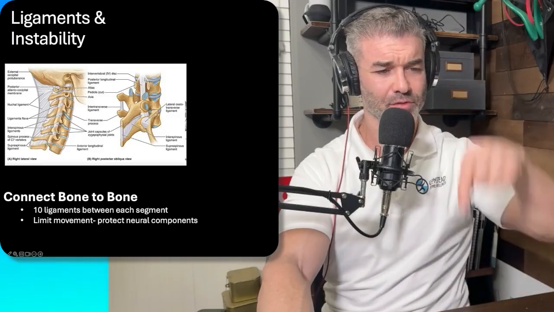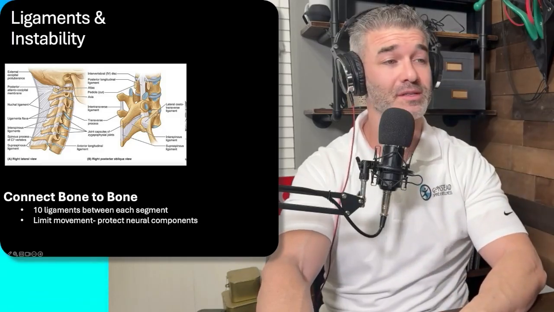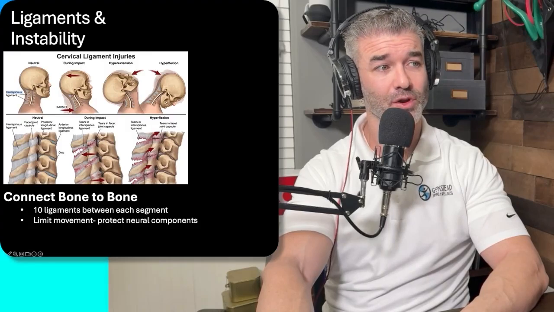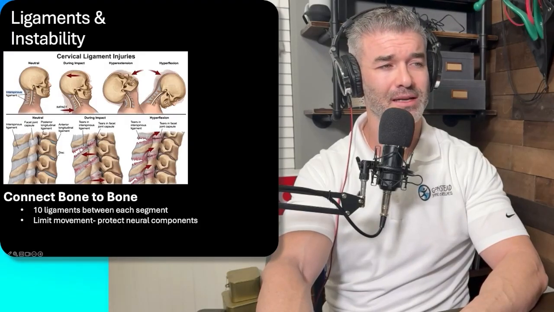If you look at a bird's eye view, there's a hole that goes down. That's where the spinal cord fits. And with injuries, like with a whiplash injury, that's what this is showing right here. You have a normal forward-facing neutral. Then during the impact of whiplash, the head comes back.